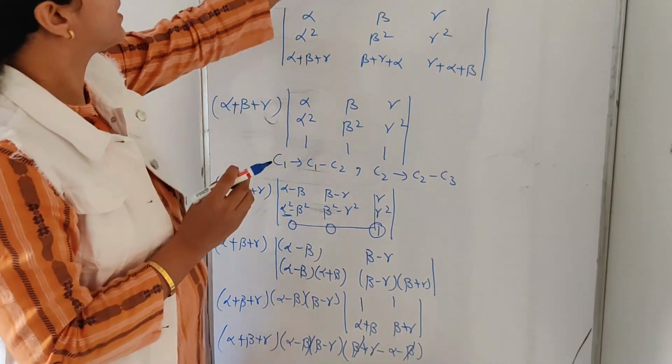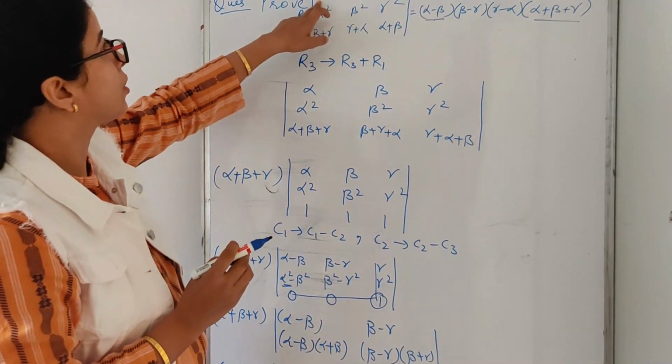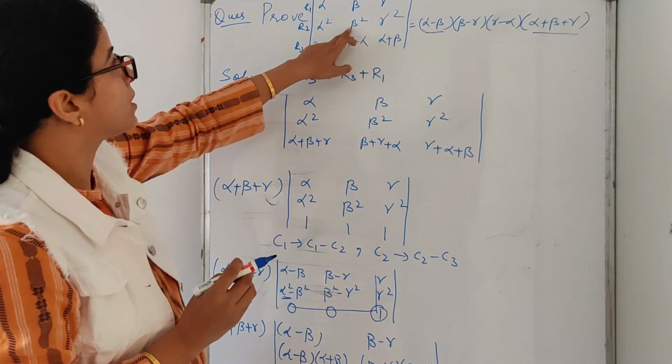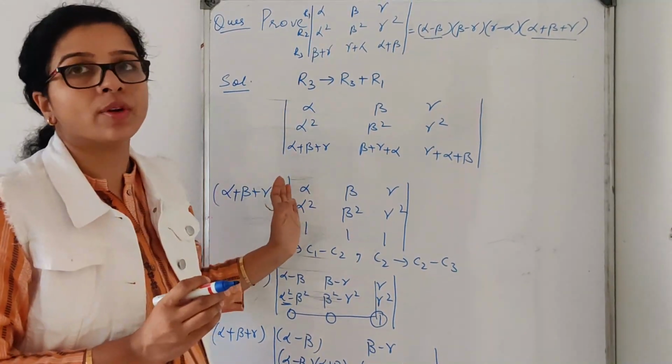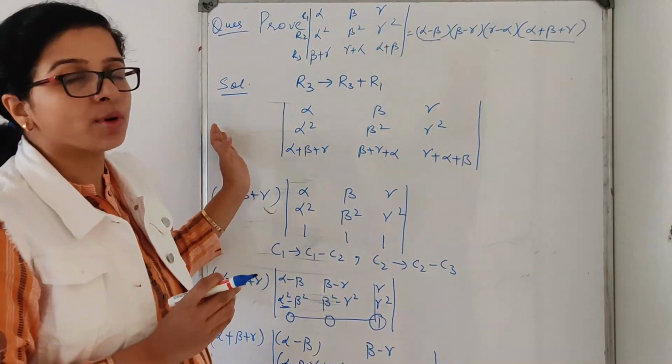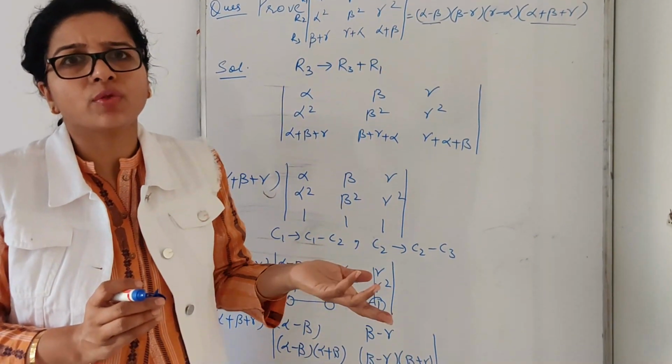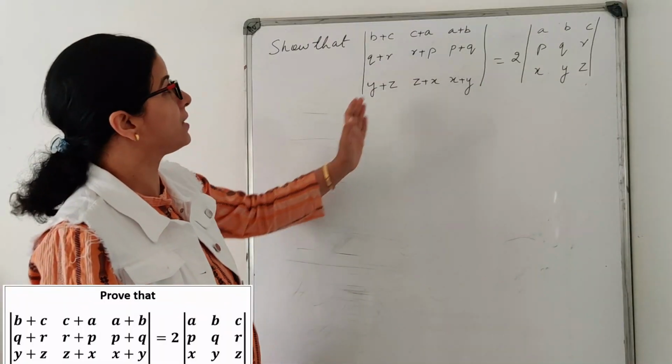Okay, you could have done subtraction of these two, column 1 and column 2, so alpha minus beta, alpha square minus beta square, beta minus alpha. You could have split the term, taken out alpha minus beta common from here, beta minus gamma common. Then another way you could have solved the determinant. Now let us see this example.